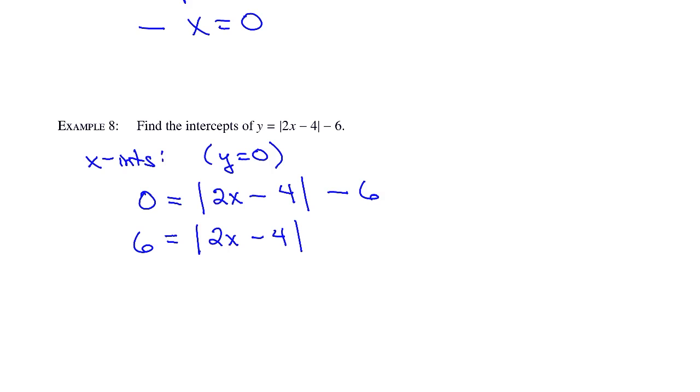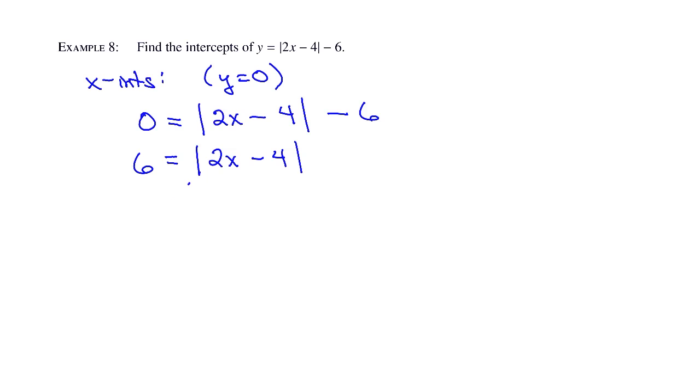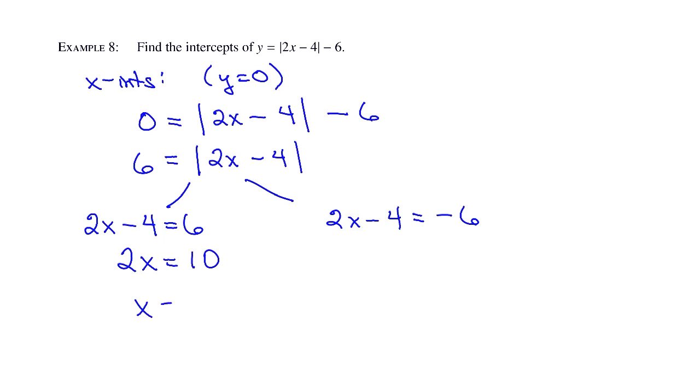To solve this absolute value equation, we're going to split it up. And I'm going to write it as 2x minus 4 equals 6, and 2x minus 4 is equal to negative 6. I'll solve the equation on the left side. So we have 2x is equal to 10 and x is equal to 5. And the equation on the right side would be 2x is equal to negative 2. Dividing by 2, we get x is equal to negative 1.